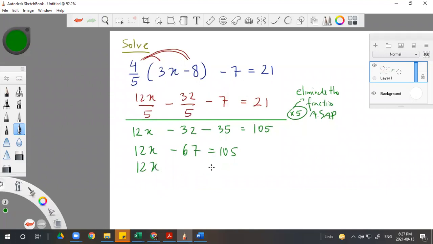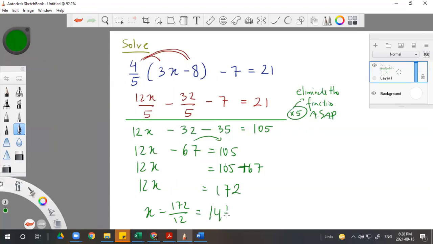So 12x equals 105. We put this negative 67 to the right side, it becomes plus 67. So 12x will equal 172. So x will be 172 over 12. Now you may use your calculator to calculate this, because I think the number will be better. 172 divided by 12 is 14 and 1 over 3. That's all.